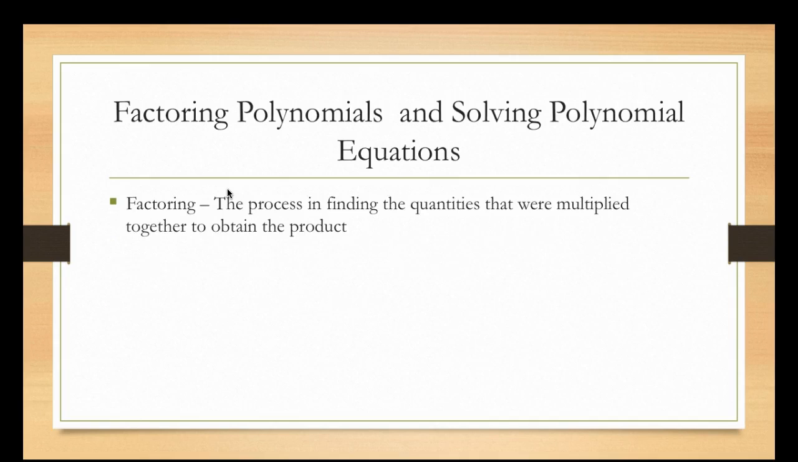First, factoring. Factoring is the process in finding the quantities that are multiplied together to obtain the product. So for example, if I say, what are the factors of 6? You would say 2 times 3, or 1 times 6. Those are quantities that can be multiplied together to get the product.